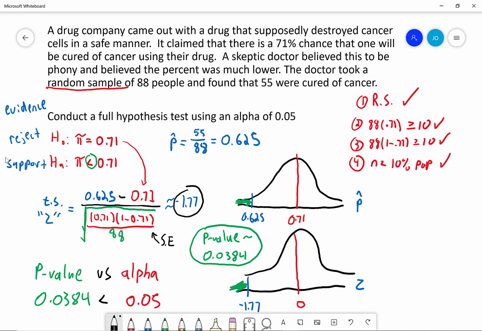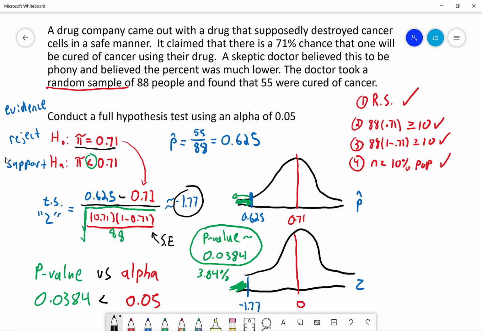If we wanted to interpret this p-value, and I'll write it as a percentage because I think students like thinking of it as a percentage, 3.84%. What this p-value is saying is there's a 3.84% chance of what? There's a 3.84% chance that we would have gotten our sample proportion of 0.625 or one more extreme, or one less, if what? If our null hypothesis is true.